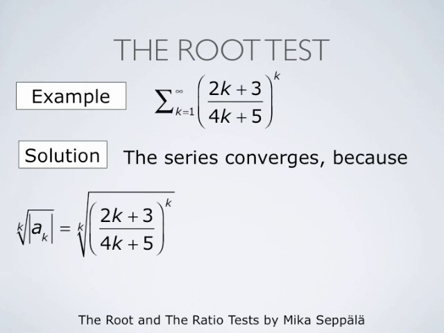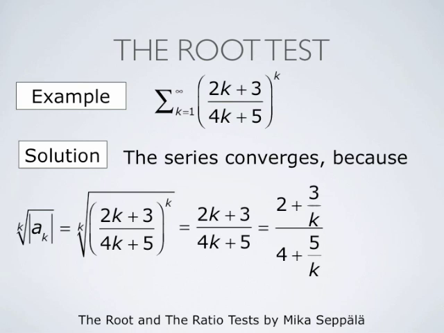So kth root of a quantity to the power k is just that quantity itself. Therefore, this is (2k+3)/(4k+5), which equals (2 + 3/k) divided by (4 + 5/k). And as k goes to the infinity, this approaches the value 1/2. Because 1/2 is less than 1, this series converges.